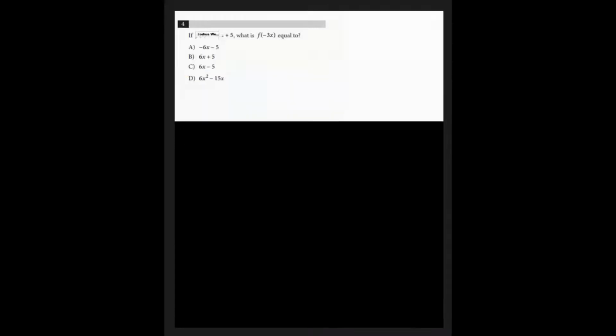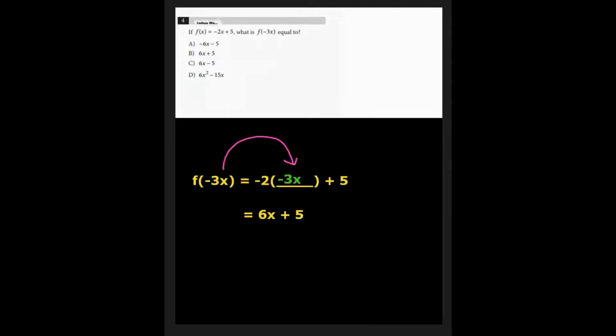Question number 4. If f of x equals -2x plus 5, what is f of -3x equal to? Well, a bit of a tricky problem here, but remember that whatever the expression is that's in the parentheses is being plugged in to the equation for x. It's not scaled times x. So what we get is -2 times -3x is 6x, not 6x squared, which is trick answer D. And then the constant remains the same at +5, and the correct answer was B.